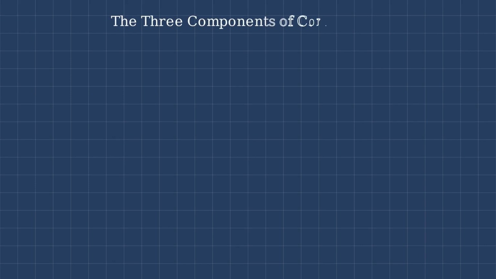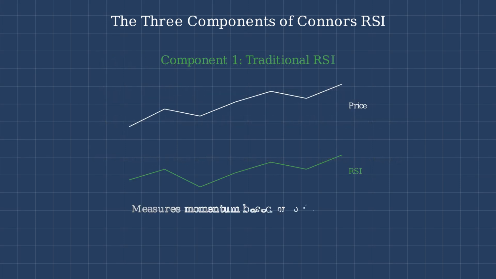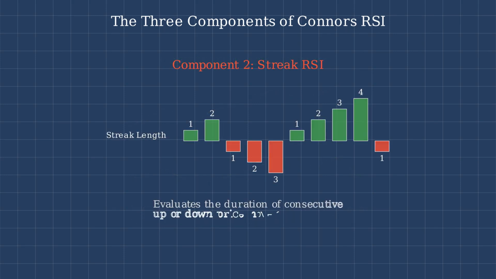The Connors RSI consists of three separate components that work together to provide a comprehensive momentum indicator. These three components are averaged to create the final Connors RSI value. The first component is the traditional RSI calculation applied to price changes. This measures price momentum using the standard RSI formula developed by Wells Wilder. The second component is the streak RSI, which measures the duration of consecutive up or down days. This component identifies when price movements in one direction may be overextended.